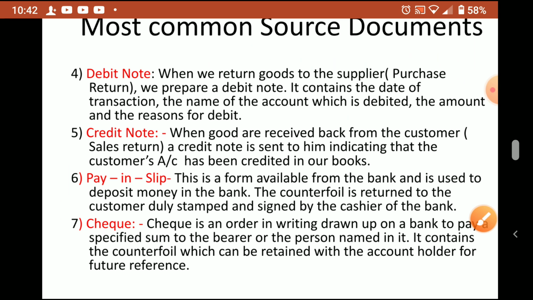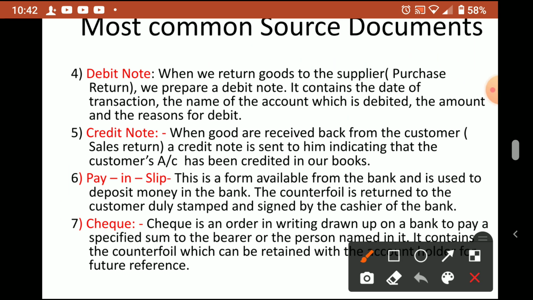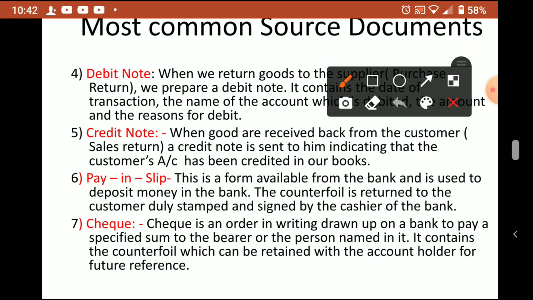The next one is the check, you know. We can use a check to deposit and also withdraw money. A check is an order in writing drawn upon a bank to pay a specified sum to the bearer or the person named in it. So how will a check work? In a check, if you write a name, that person will get the money. If you do not write the name, then the person who carries the check to the bank will get the amount.